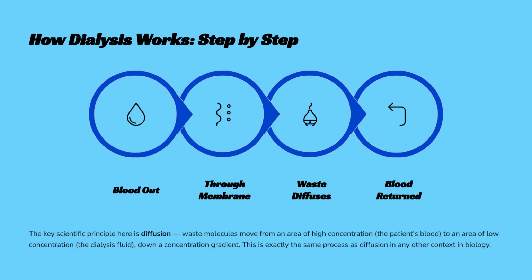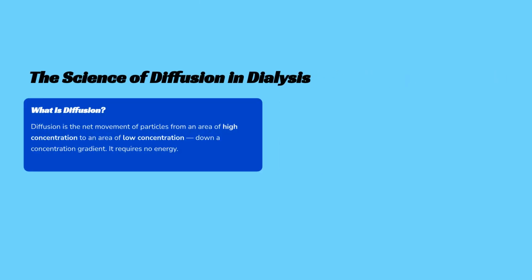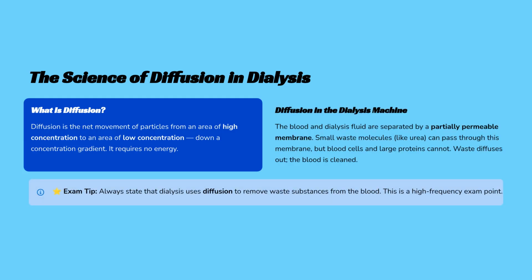This process relies on diffusion, moving waste down a concentration gradient. Diffusion is the net movement of particles from high to low concentration. In dialysis, a partially permeable membrane separates blood and dialysis fluid. Small waste molecules, like urea, pass through, but large molecules cannot, thus cleaning the blood.